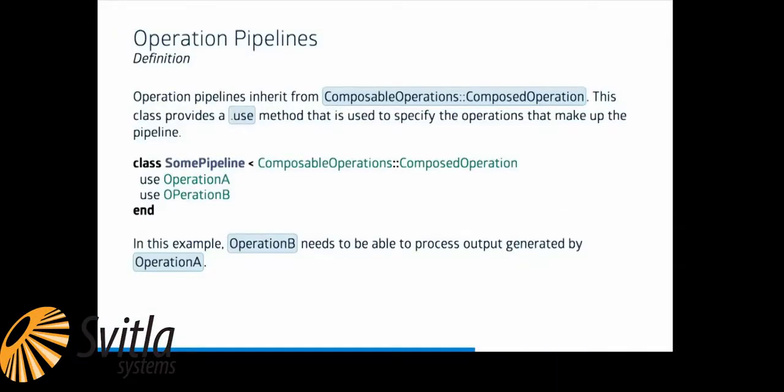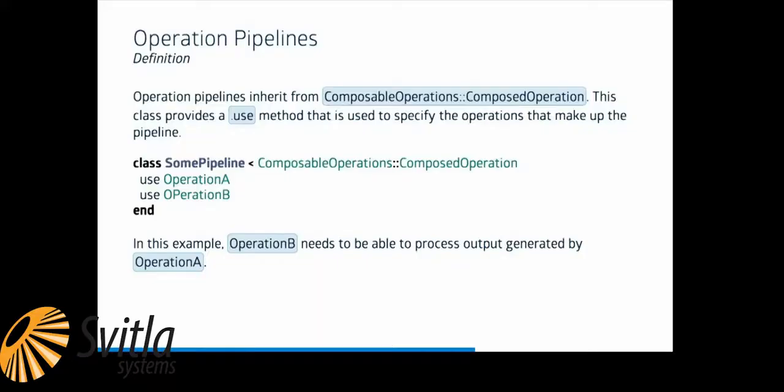So, composable operations allow you to define such a pipeline in a very simple fashion. There's a macro method called use. It's best to just look at the code example. In this case, we define a pipeline named sum pipeline, which consists of an operation A and B. If I call perform on the pipeline, then operation A gets executed, and then the result of operation A gets forwarded into operation B, and sum pipeline will then finally return the result of operation B.